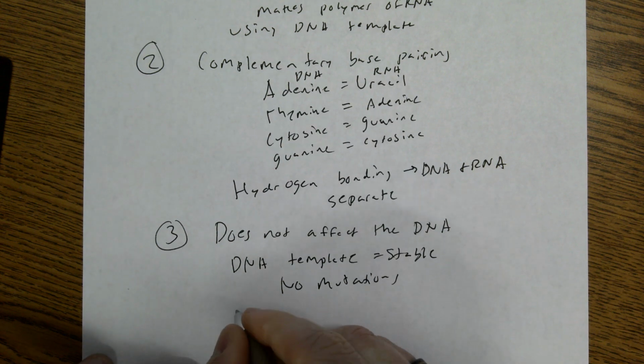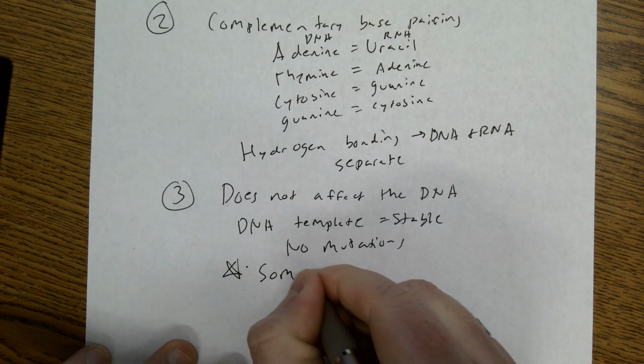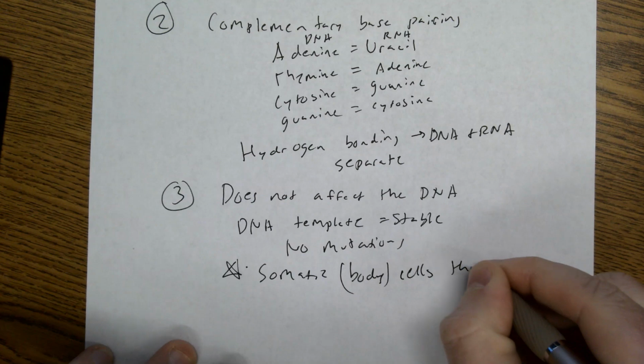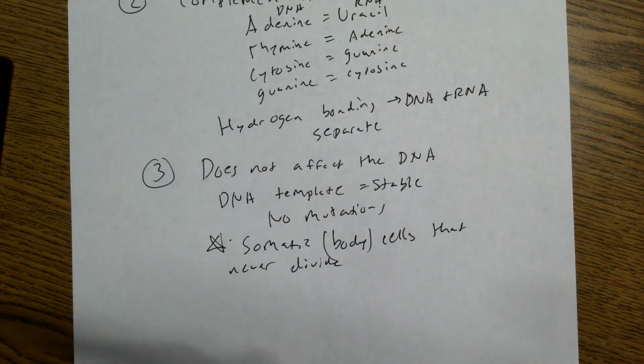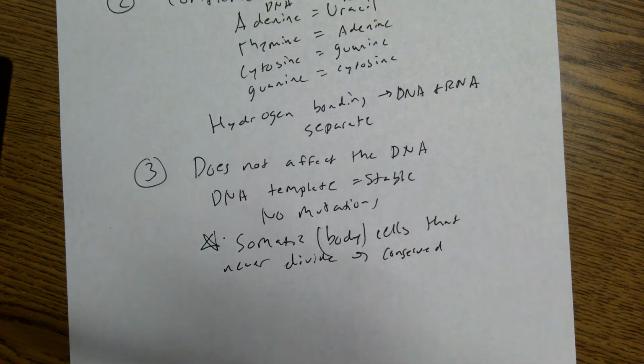One of the things that is mentioned in the standards that we want to talk about briefly is the fact that there are certain somatic or body cells that never divide. And since they never divide, they must have a perfectly conserved DNA, because they can't make any new DNA either, right? And so they have to be very careful with their DNA. They don't want any damage to happen with it. So by making this RNA, they allow the DNA to stay in the nucleus protected and not be exposed to anything outside the nuclear membrane.